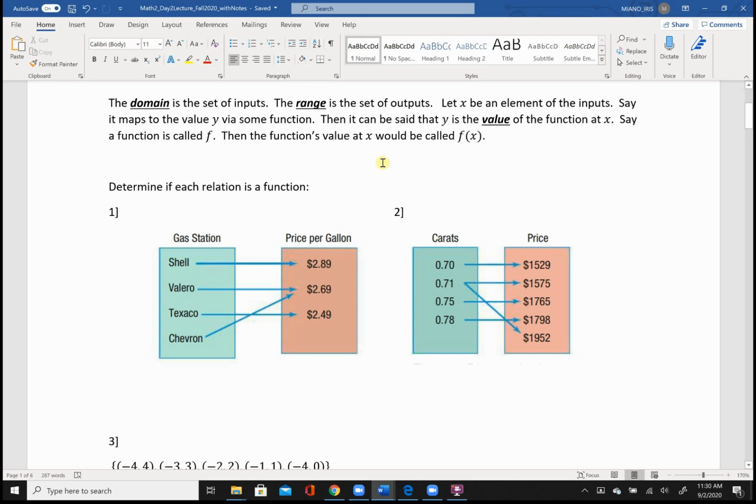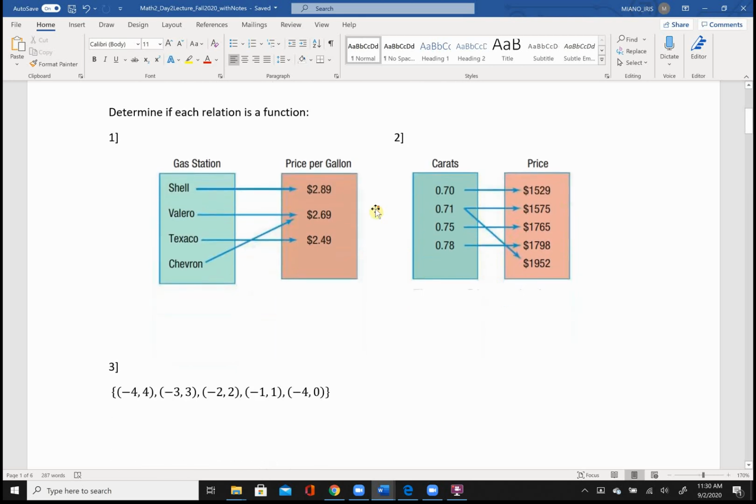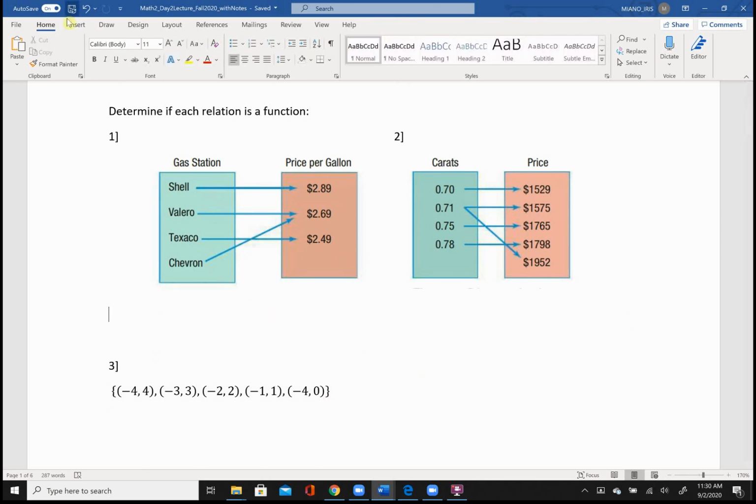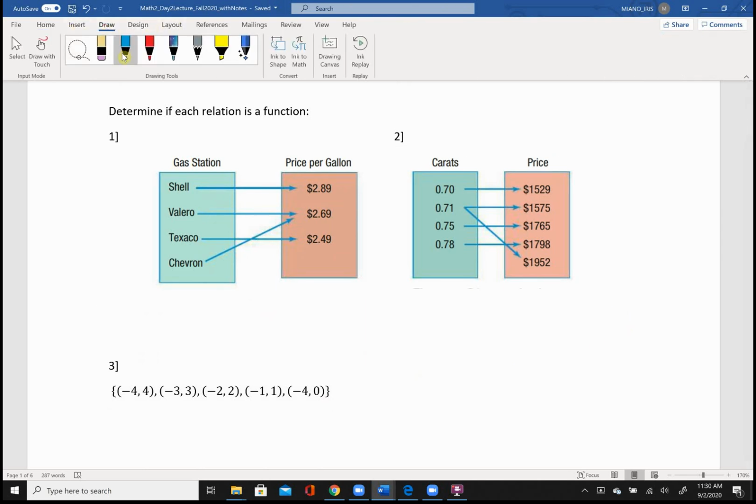Okay, so again, the definition of a function is to say that as far as determining if a relation is a function, and that's what these first few exercises are going to be entailing, we want to see how we can determine that visually or with a set of ordered pairs. And then we'll get into another section later where we'll have another test for determining if relations are functions graphically. But for now, let's just go ahead and look at these two different visualizations.